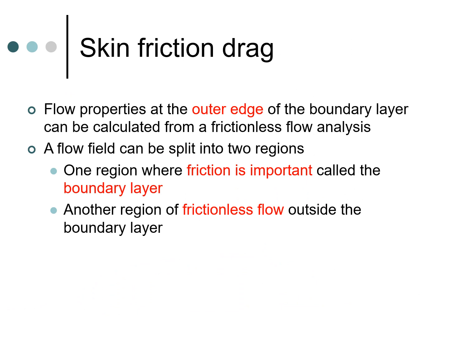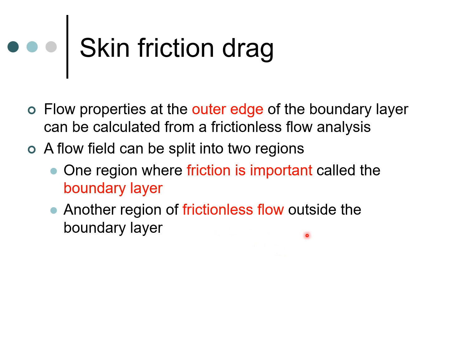Now we see here that the flow properties at the outer edge of the boundary layer can be calculated from a frictionless flow analysis. So this is a very important concept in fluid mechanics, that we can split the flow field into two regions. One region where friction is important, and this is the boundary layer. So if we remain inside the boundary layer, friction is important. However, if we get out of the boundary layer, then we have frictionless flow.